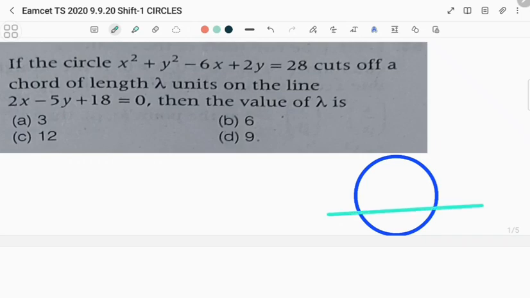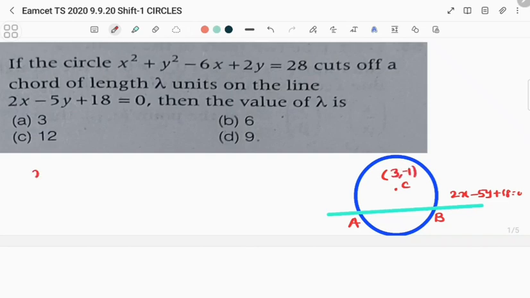This is the chord equation, where it cuts at A, B. This line is 2x minus 5y plus 18 equal to 0, dear students. This is the center of the circle. According to the circle, the center is (3, minus 1).